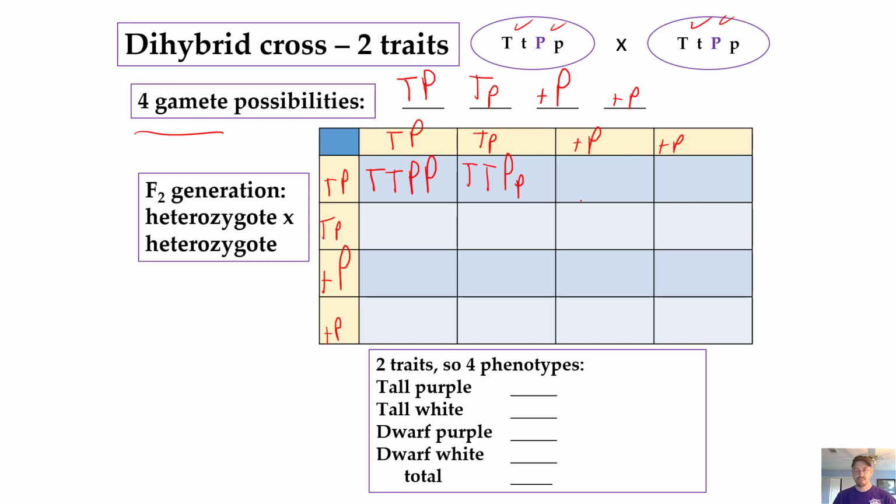If instead of independent assortment, dominant traits could only be inherited together and recessive only together, then the only two gametes possible here would have been big T, big P, and little t, little p. But Mendel found that that was not the case. And we now know that is not the case because these genes are actually found on separate chromosomes, so they're not inherited together.